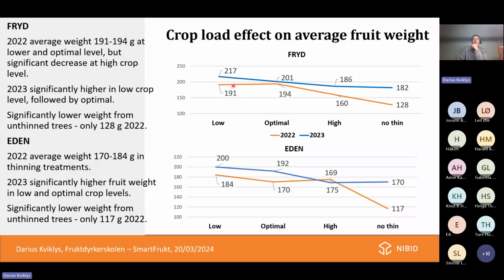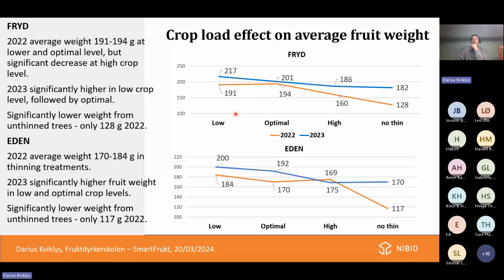And what we get, the first year, there were no differences in fruit size between low and optimal, but if we leave more fruits, or we have a higher crop load, fruit size decreases dramatically. Especially low fruit weight, only 128, was if we do not thin. All fruits, I would say, were of class 2.